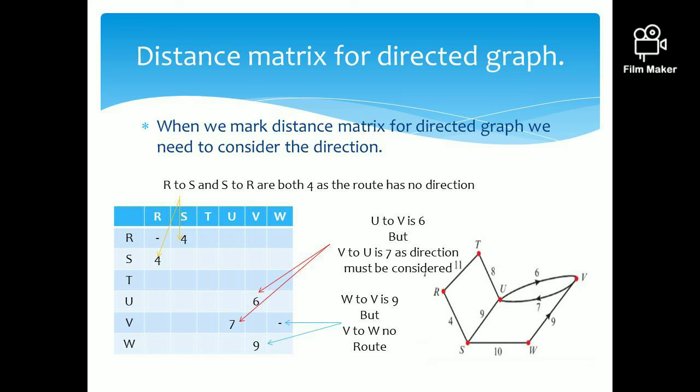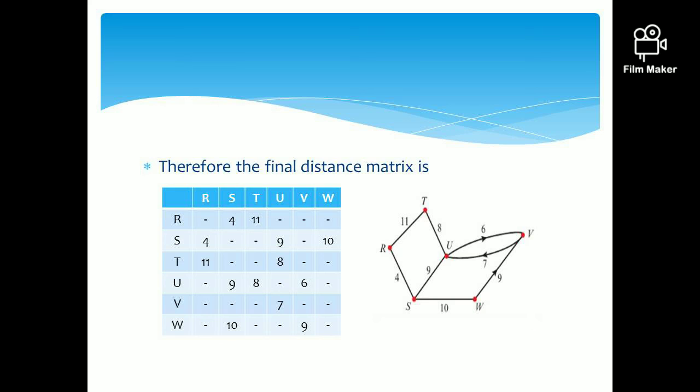Now consider the route from W to V. We can travel only from W to V, therefore the length from W to V is 9. But there is no direct route from V to W. As a result, V to W turn up into a dash. Remember that it's not 0, it should be a dash because there is no path from V to W. This is the final output of the distance matrix for the given diagram. See whether can you understand this distance matrix.